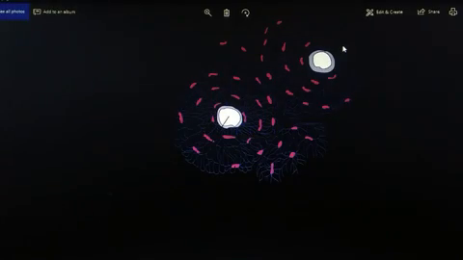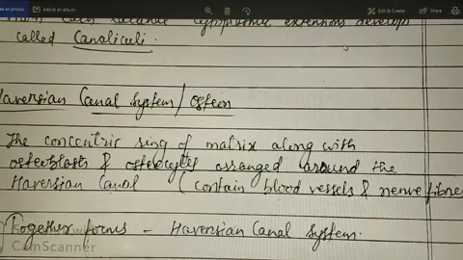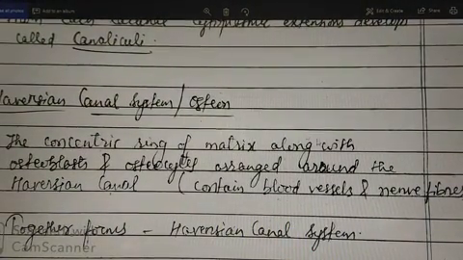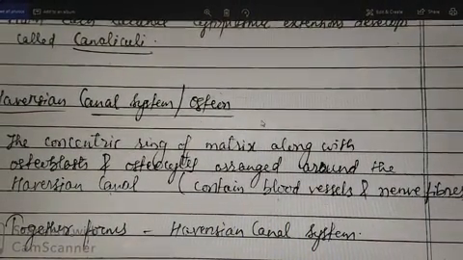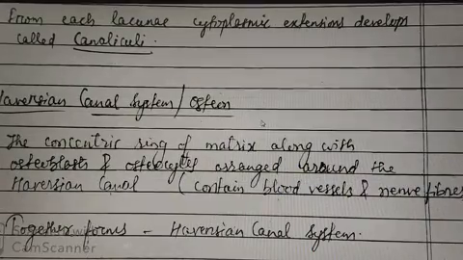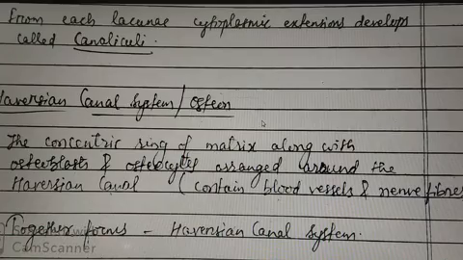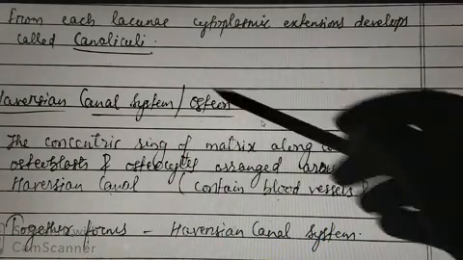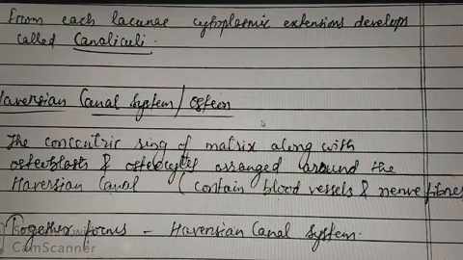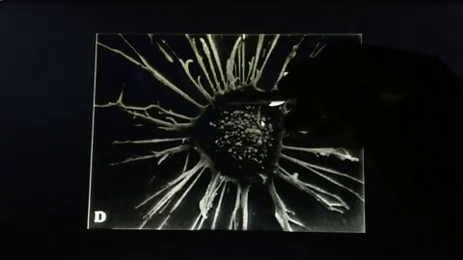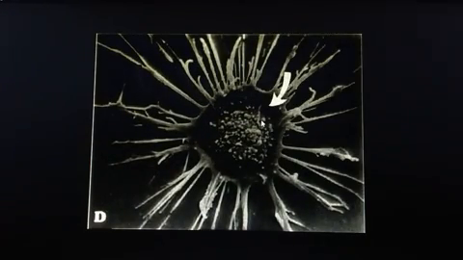So osteocytes are present inside a cavity called lacunae. Clear? So inside each lacunae, the cytoplasm extends, and these thread-like cytoplasmic extensions are called canaliculi.